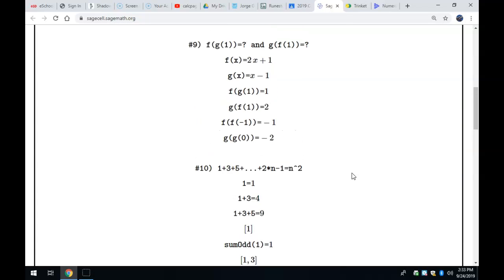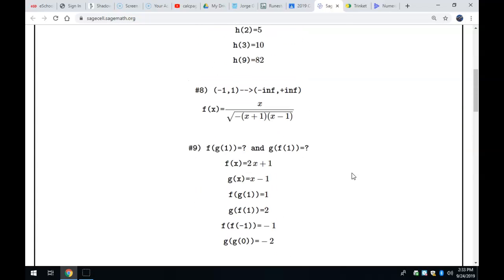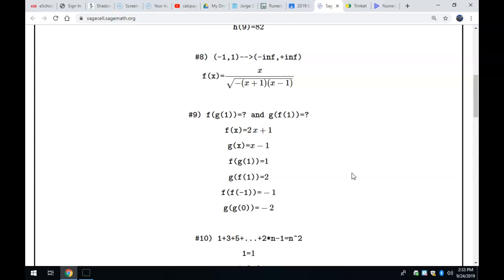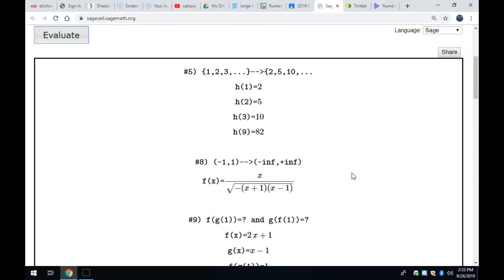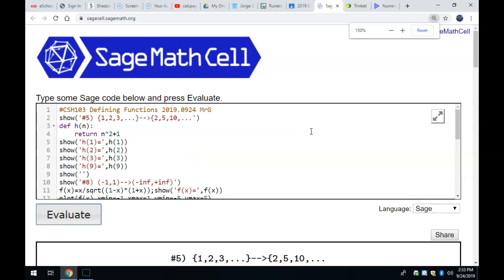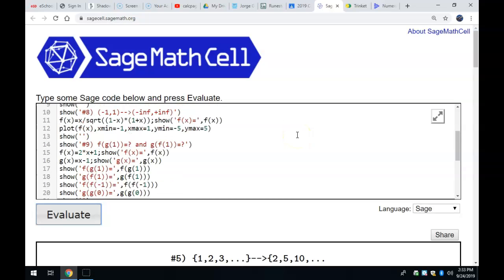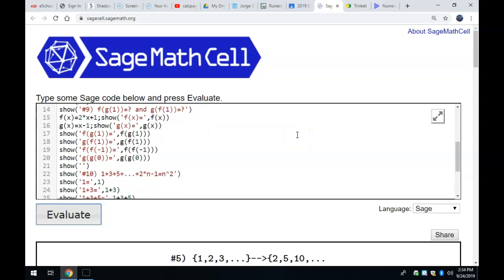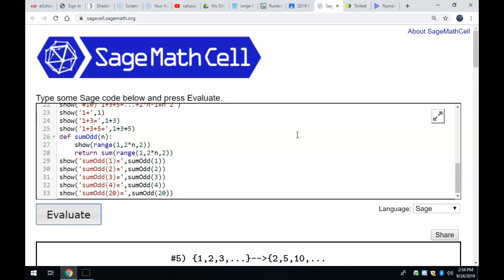Here's the output for number 9. There's the output for number 8. There's the output for number 5. There's the code for number 5. There's the code for number 8. Code for number 9. Code for number 10.